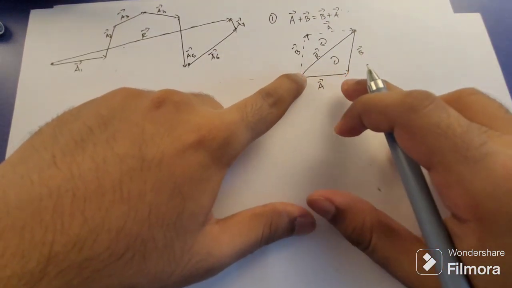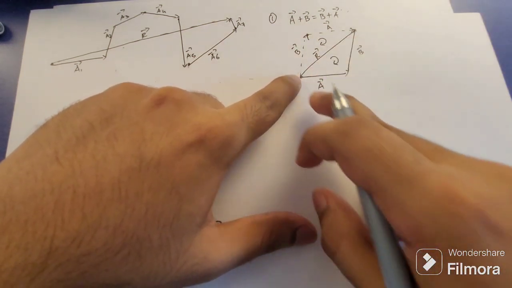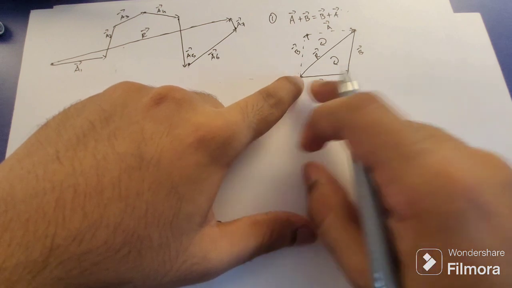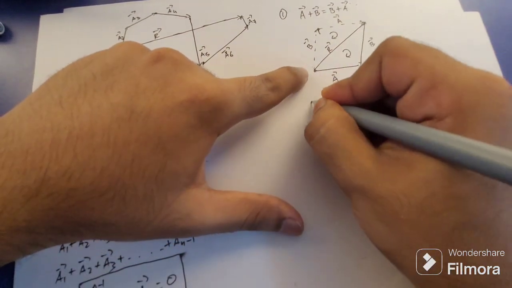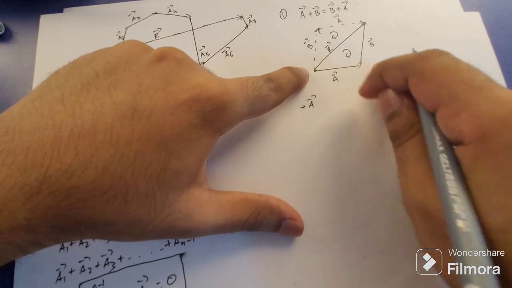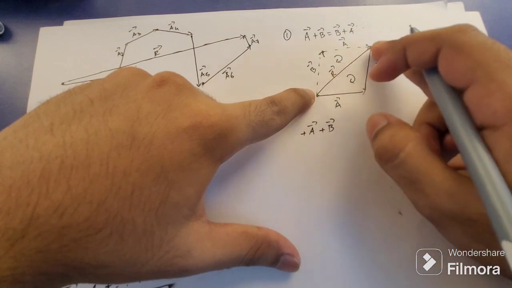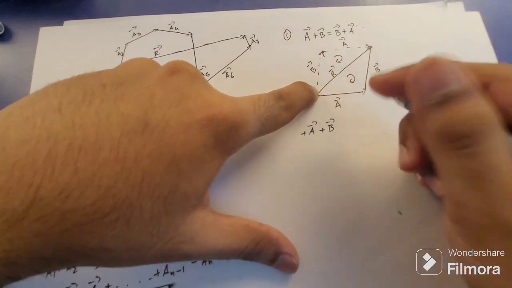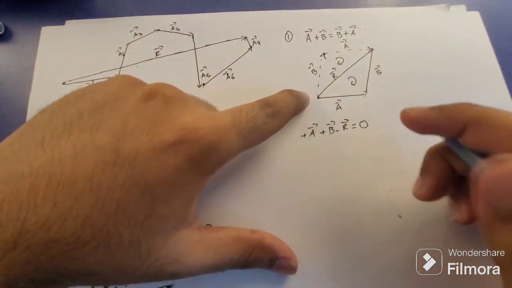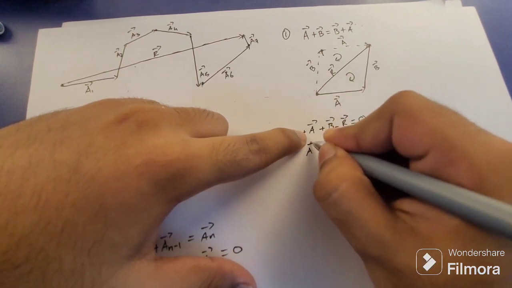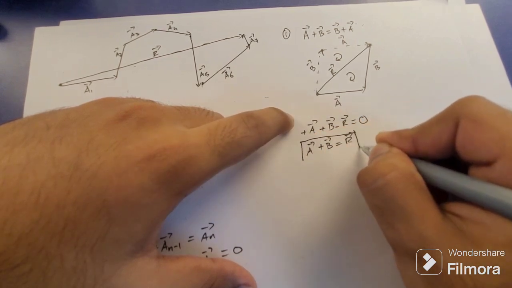So in the first triangle, the lower half, I'll start from this vertex right over here. So I get a vector plus b vector, and then against the direction of the resultant vector, so minus r vector equals to 0, as the sum in a closed loop is 0. Now I'll rearrange this to get a vector plus b vector equals to r vector. So this is the first result.